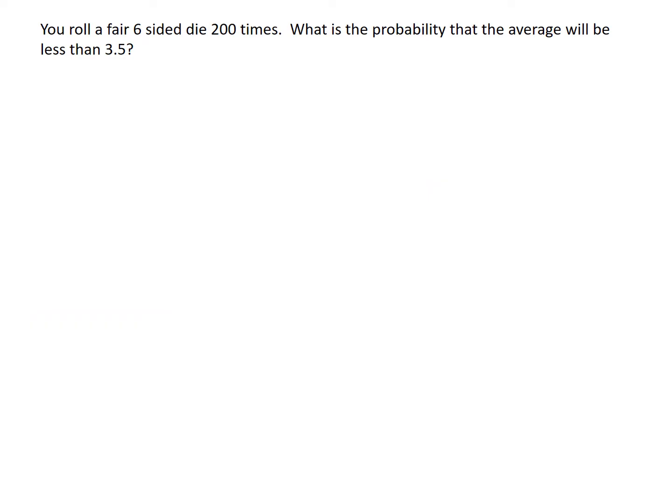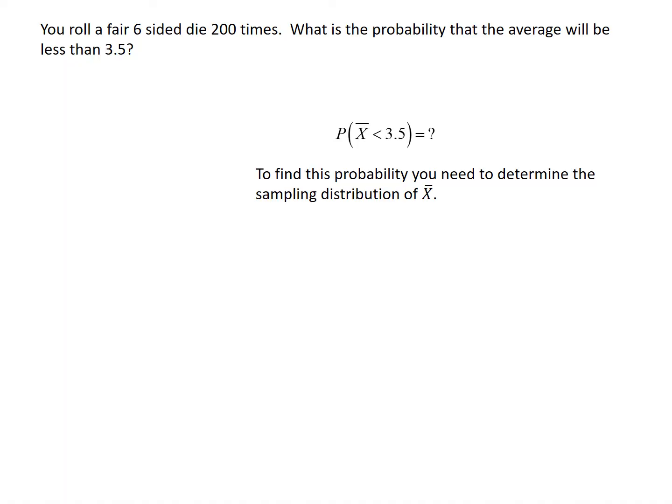Okay, so for our next example, it's very similar to the previous one. We're going to roll a 6-sided die this time 200 times, and I want to know the probability the average will be less than 3.5. So again, we have a sample of 200 rolls, and we want to know the probability that the average, so that word average is going to be read as X bar. All right. So shorthand, we're looking for the probability that X bar, the average of the 200 rolls, is less than 3.5.